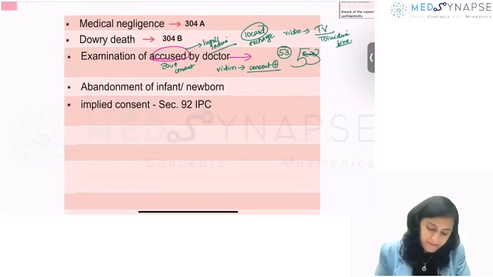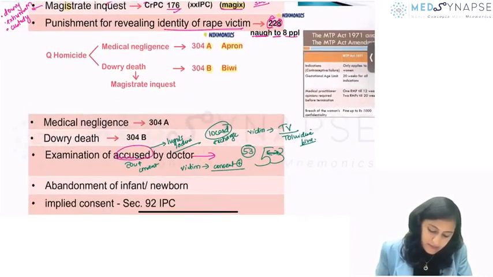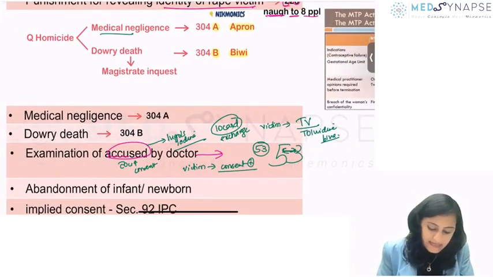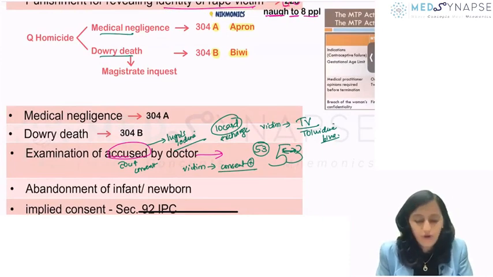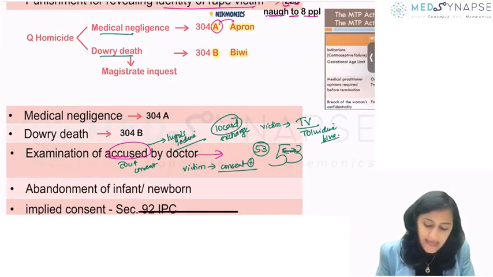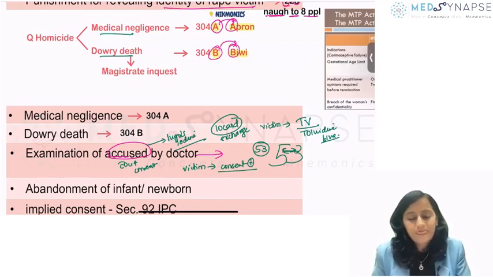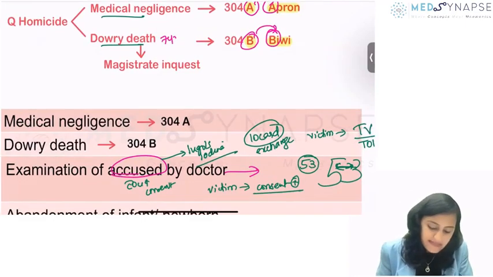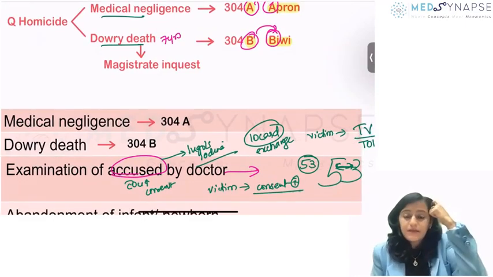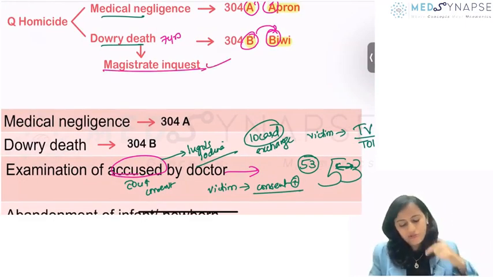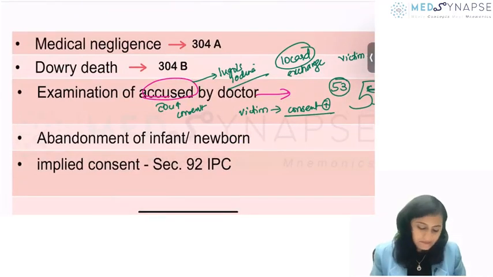Okay, important. Coming to the next one, now homicide, medical negligence, dowry death: 304A, 304B. A is apron, medical negligence; B is BV wala, dowry death. So dowry death is death within 7 years, right? And here also it has to be a magistrate inquest.